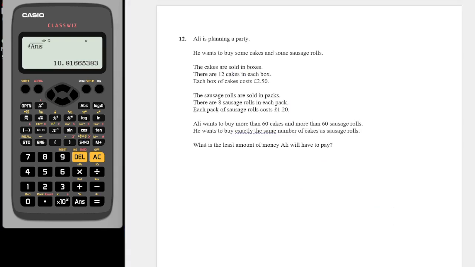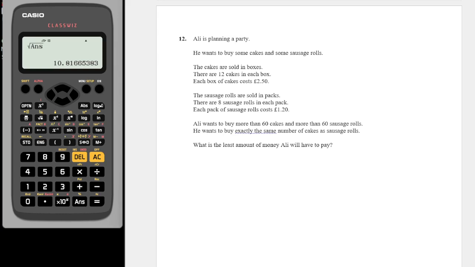Question 12. Ali is planning a party. He wants to buy some cakes and some sausage rolls. The cakes are sold in boxes of 12. In boxes, there are 12 cakes in each box. Each box of cakes costs £2.50. The sausage rolls are sold in packs. There are 8 sausage rolls in each pack. Each pack of sausage rolls costs £1.20. Ali wants to buy more than 60 cakes and more than 60 sausage rolls. He wants to buy exactly the same number of cakes as sausage rolls. What is the least amount of money that Ali can pay?